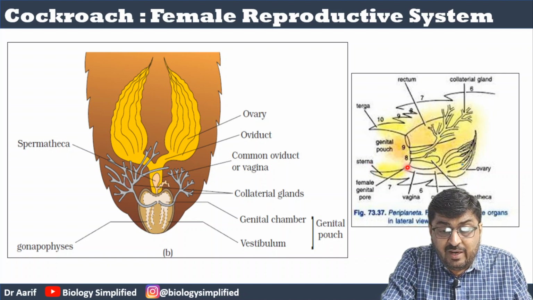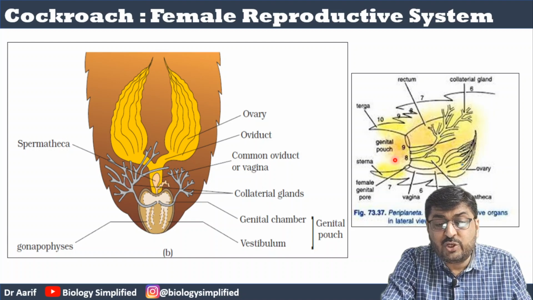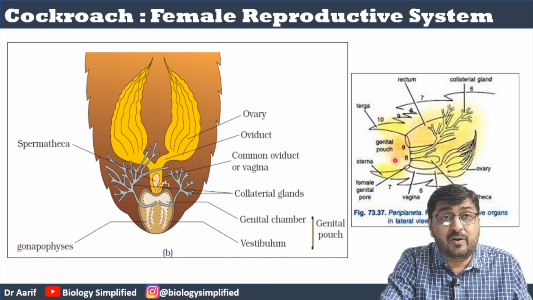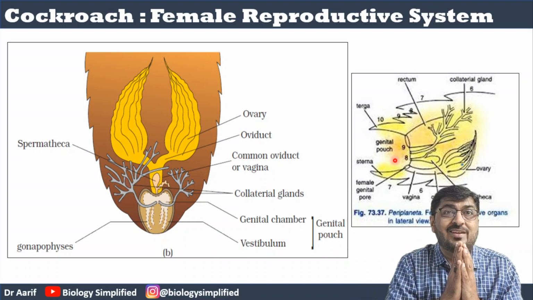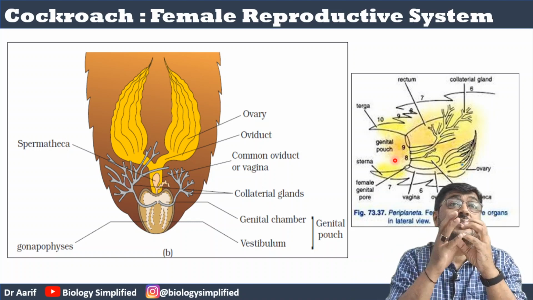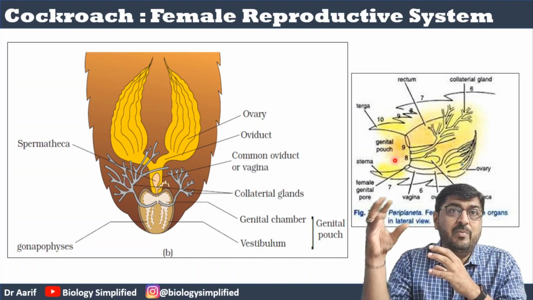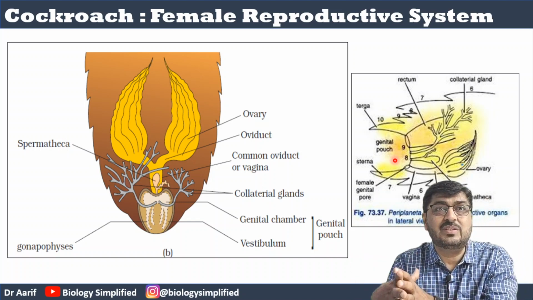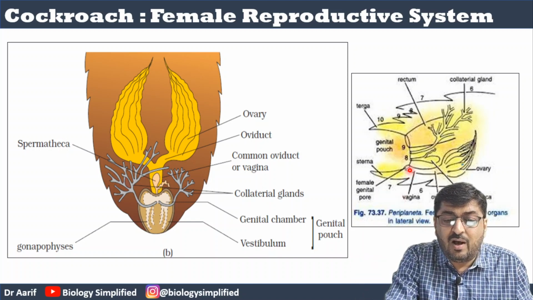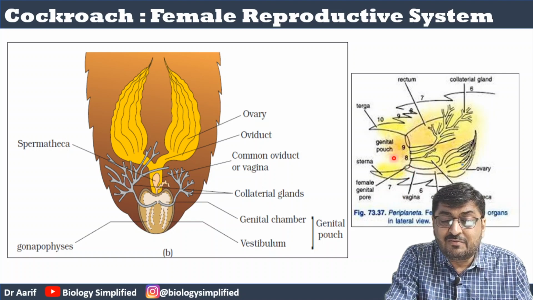So now you have the release of the ova from the vagina here. At the same time, the spermatheca will release the sperms. अब spermatheca के अंदर what has happened is the 3 layers have dissolved. What was beneath those 3 layers? The sperms. So spermatheca में गया spermatophore, 3 लेयर डिसॉल्व हो गए और बाहर क्या आया? Sperms, right? So when the ova are released from the vagina, the spermatophores, the sperms come out from here.